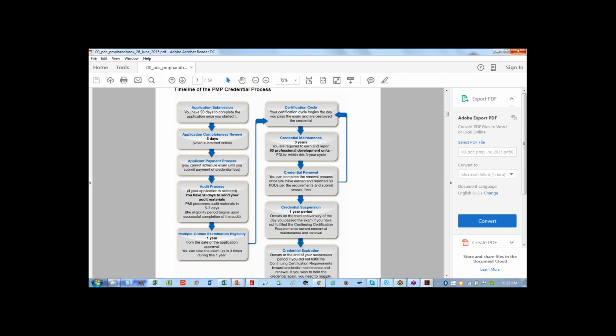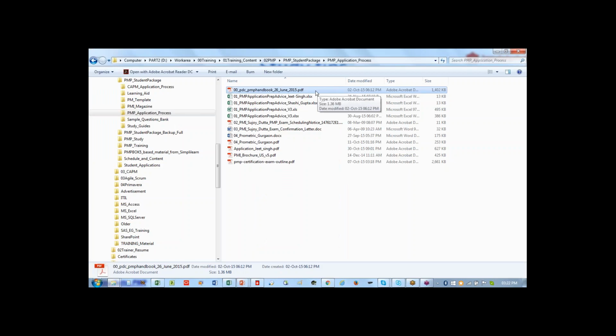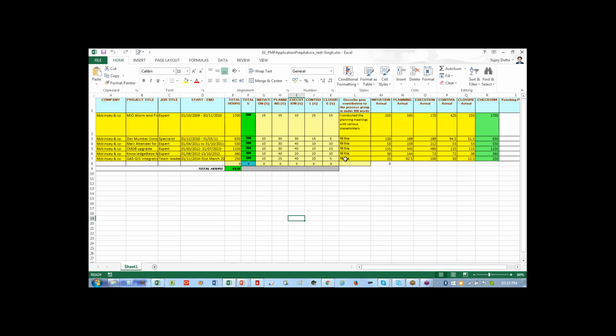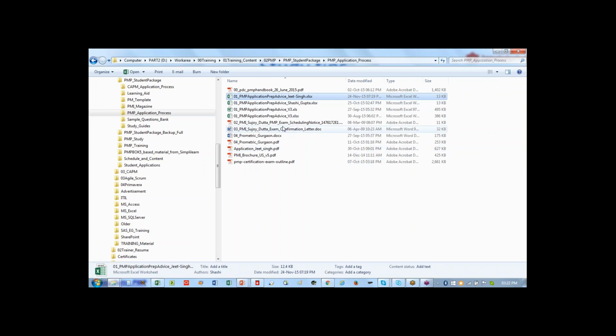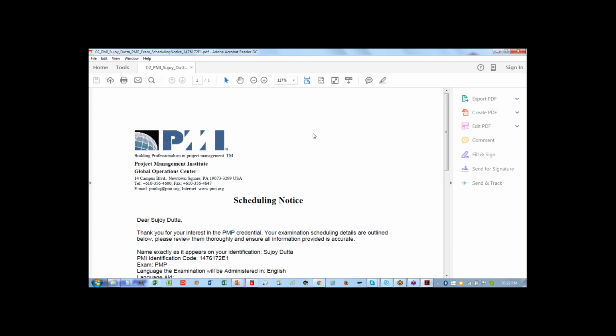Okay, so, and then you should be collecting your project information in the Excel sheet, and then what you should be doing. So okay, I have included my exam scheduling notice.